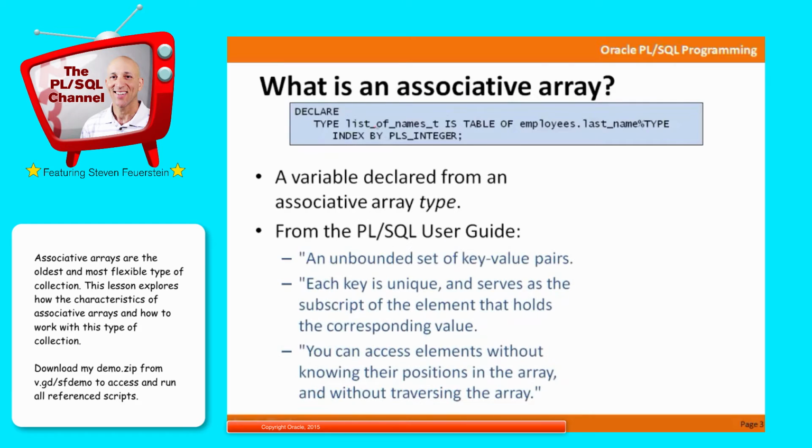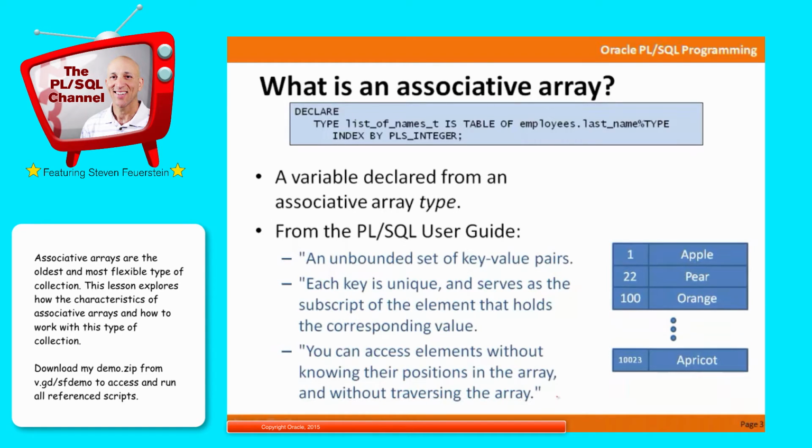Now, with a little bit more descriptive information, let's look at the PL/SQL User's Guide definition of an associative array. It's an unbounded set of key value pairs. Each key or index value is unique and serves as the subscript, essentially the location of the element in the array. And you can access elements without knowing their positions in the array and without traversing the array. What does that all mean?